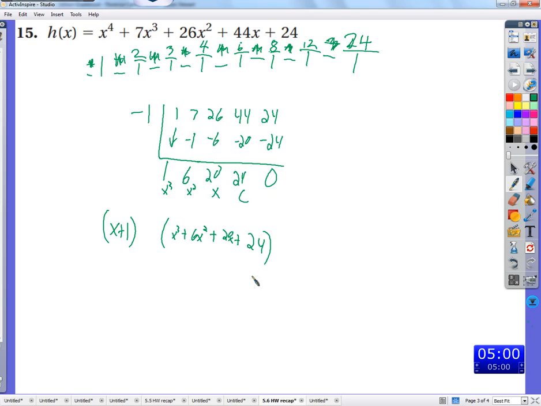So now the question is, if we want to find the rest of the zeros of this, we need to find all the zeros of this guy. So how are we going to find the zeros of this factor? Now that I'm asking you, I'm going to concentrate on this group. If I just ask you, what are the zeros of this? Do you have any ideas for finding the zeros of this third degree polynomial?